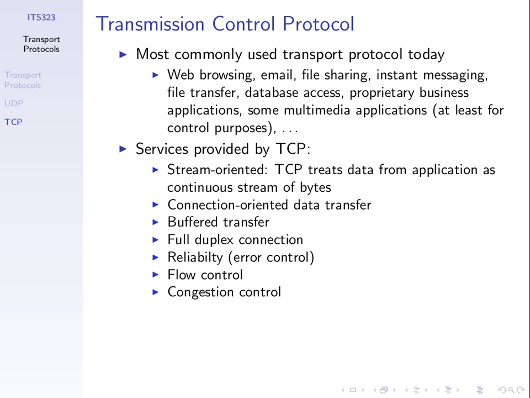Congestion control is similar, except it's about not overflowing the routers in the internet. Flow control is about controlling the sender so that we don't overflow the receiver. Congestion control is about controlling the sender so that we don't overflow the routers between the sender and receiver.